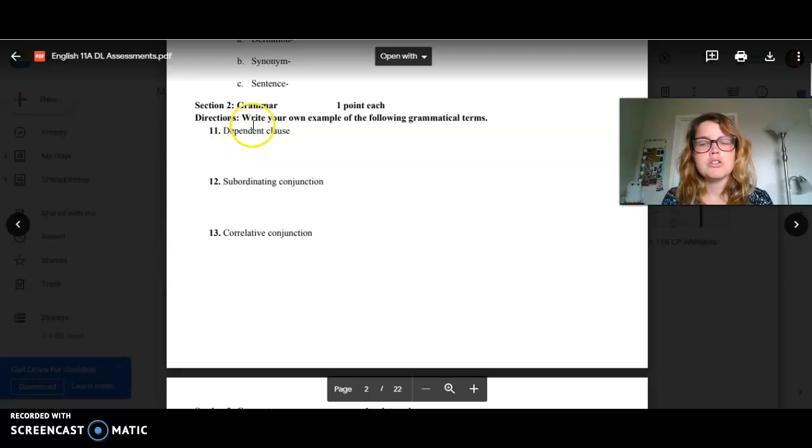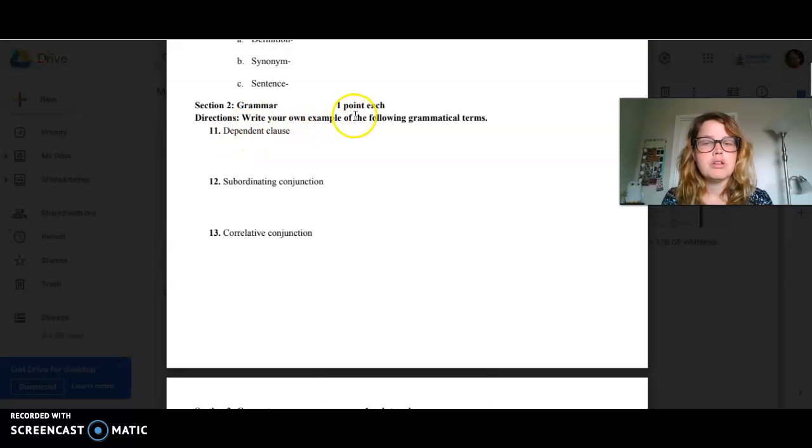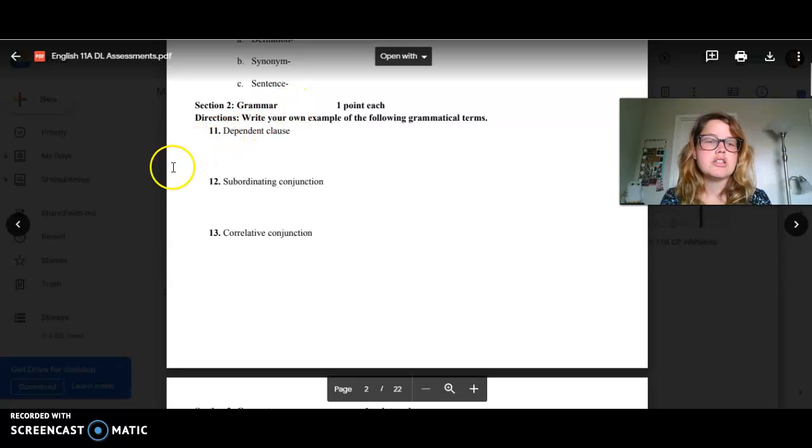Grammar: you want to write your own example of the following grammatical terms. So you don't have to write the definition, just an example, right? So remember, like independent clause versus dependent clause. An independent clause, what is that? A dependent clause, what is that? What does independent mean? Can be on its own, right? Dependent can't be on its own.